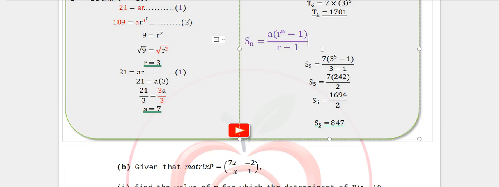So guys, the rest is just substitution. Where there's R, you put 3, just like that. Where there's A, you put 7, just like that. Once you simplify everything, you end up with 847, just like that.